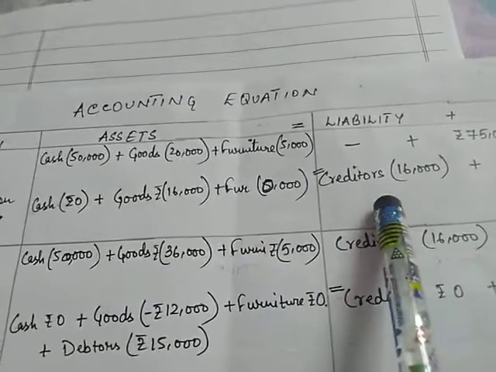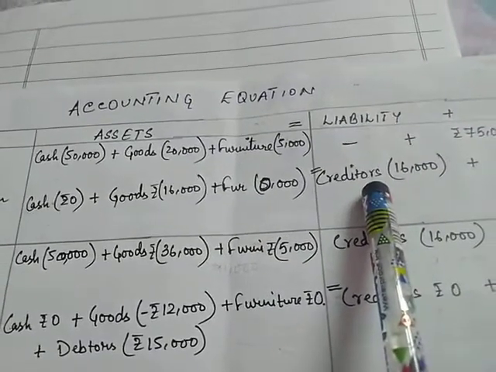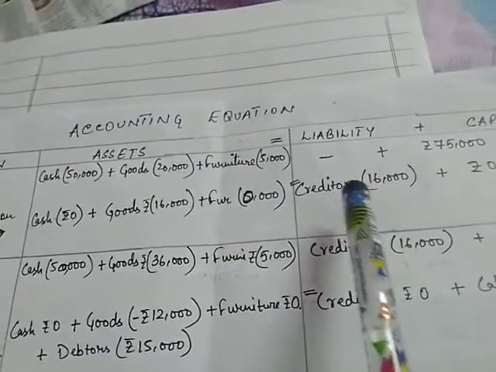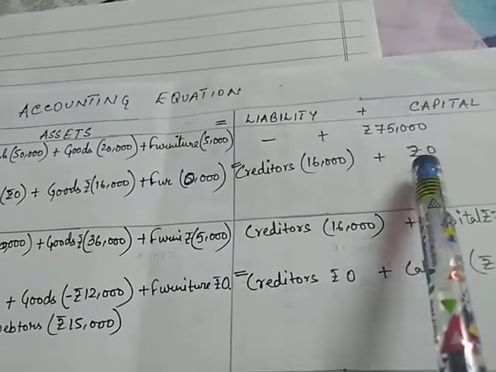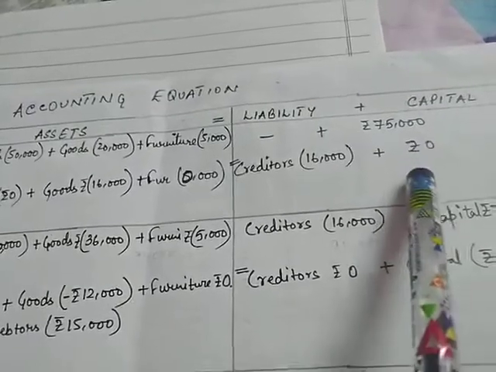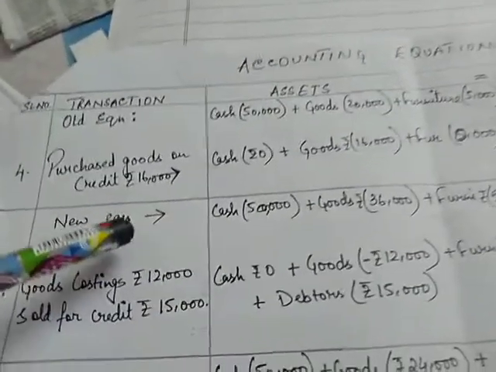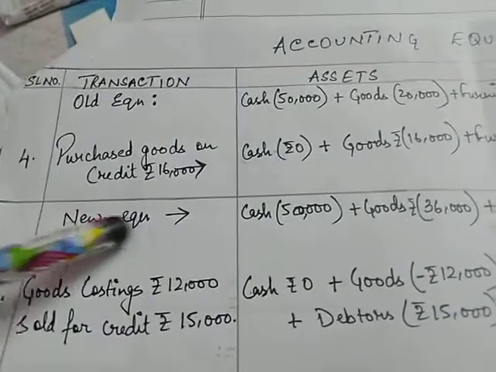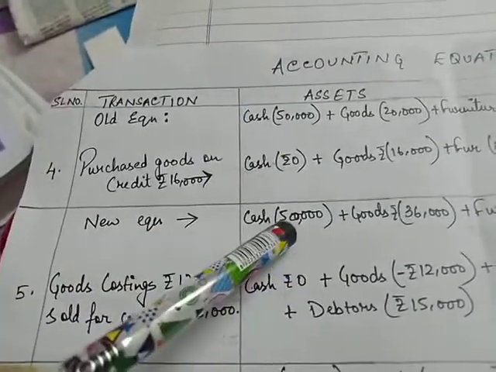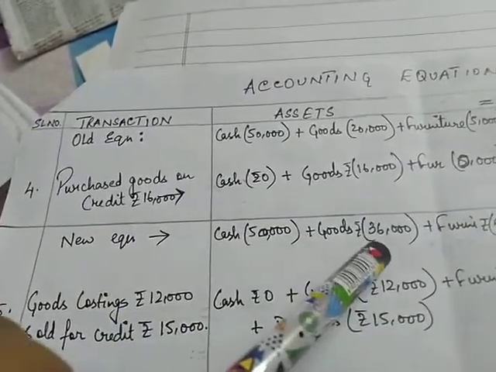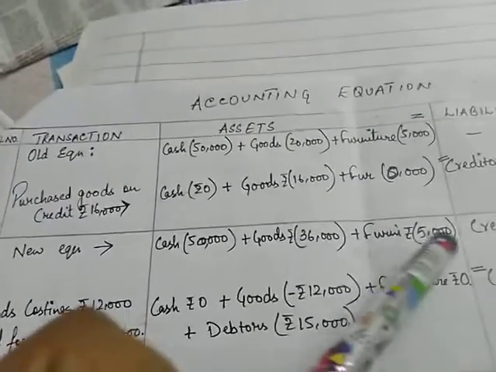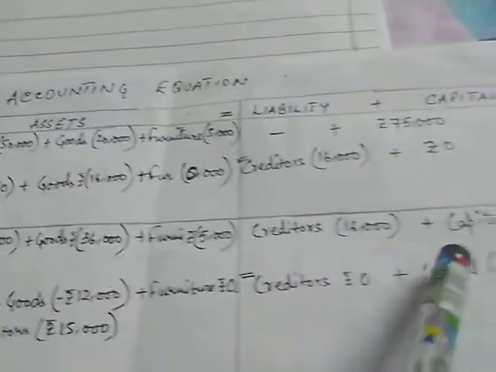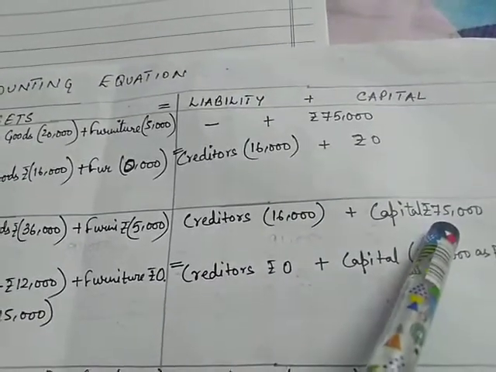Now since it is a credit purchase, we will have creditors to whom we have to pay in future, so that becomes 16,000. And for capital, there has been no addition or decrease, so it remains 0. Now the effect of this transaction can be written as a new equation: cash of rupees 50,000, goods rupees 36,000, that is 20,000 plus 16,000, furniture 5,000, creditors 16,000, and capital 75,000.